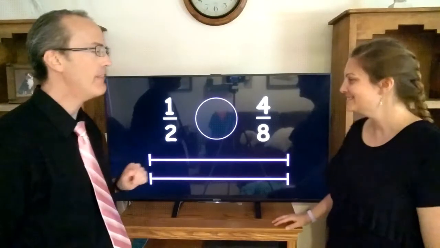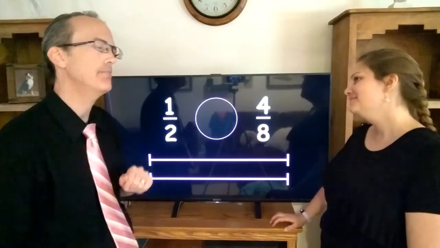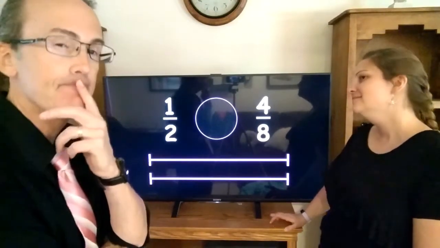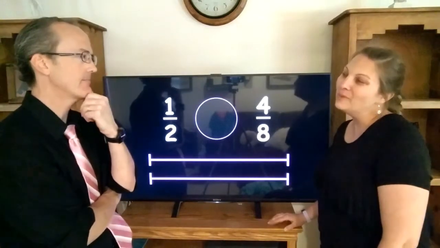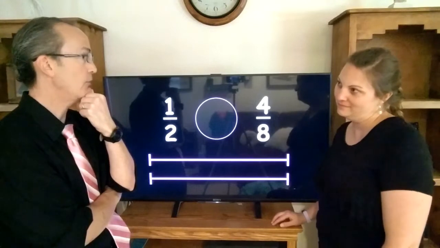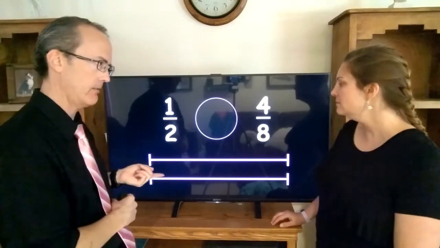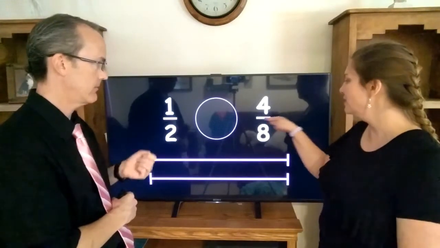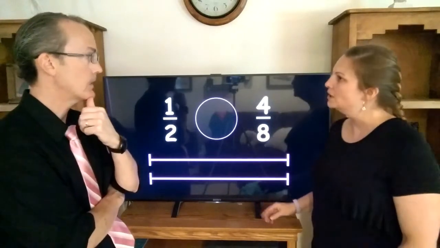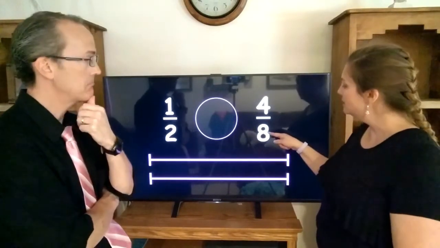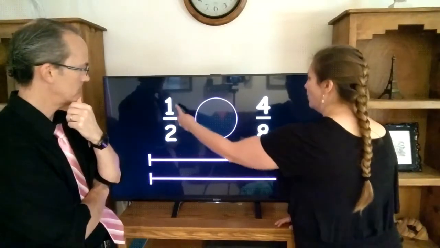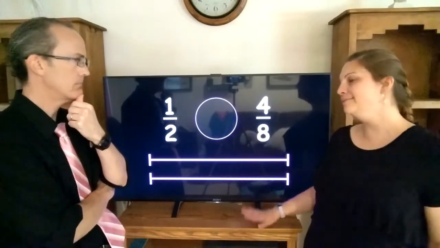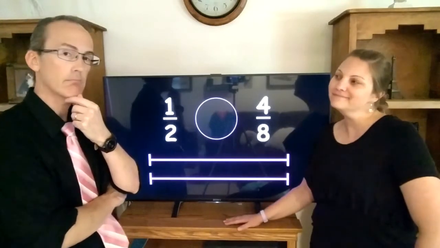Next, we have 1/2 and 4/8. What do you think? I'm really good at division. Division? We're talking about fractions. Yeah, but this fraction line is actually a division line. So, 8 divided by 4 is 2. 2 divided by 1 is 2. So once again, I think they're equal.